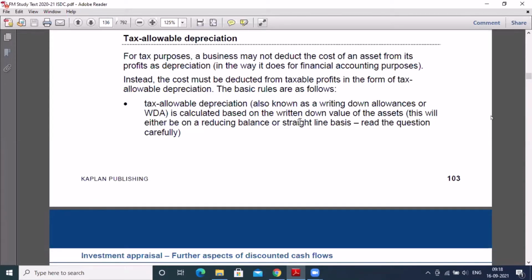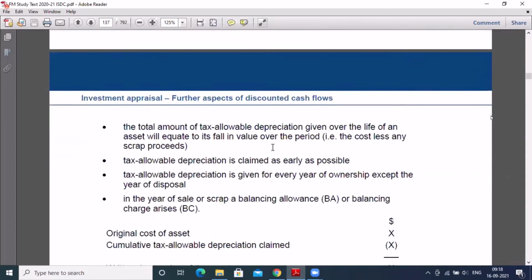So it means that tax authorities will charge the depreciation on written down value, not on the cost of asset. Here there is no concept of charging the depreciation on a straight line basis. Straight line basis is not considered here. Only depreciation on written down value will be charged. So the total amount of tax allowable depreciation given over the life of an asset will equate to its fall in value over the period, that is, the cost less scrap proceeds, and the tax allowable depreciation is claimed as early as possible. And this is one more point you need to remember.